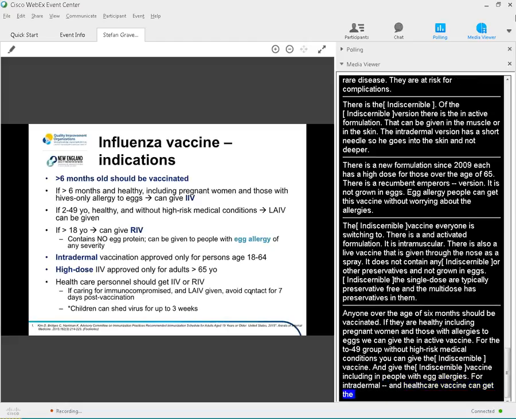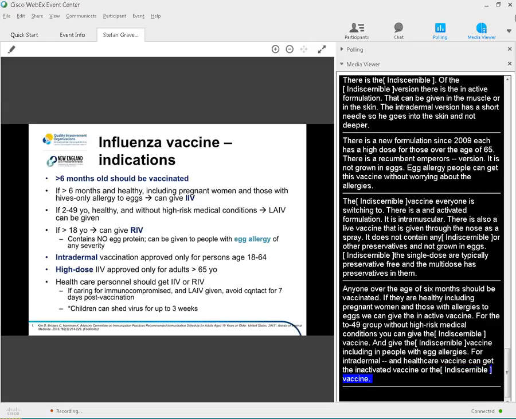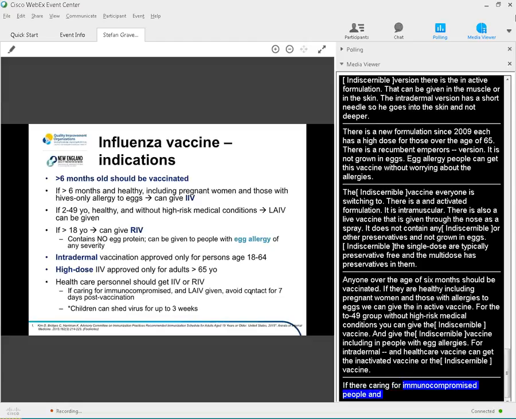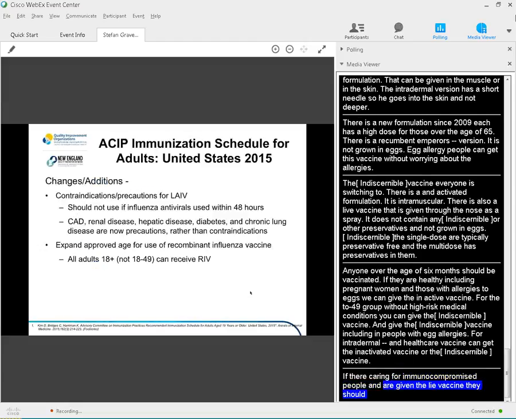If they're caring for immunocompromised people and they're given the live vaccine, they should avoid contact for 7 days after vaccination. Children who get the live vaccine can shed virus for up to 3 weeks.